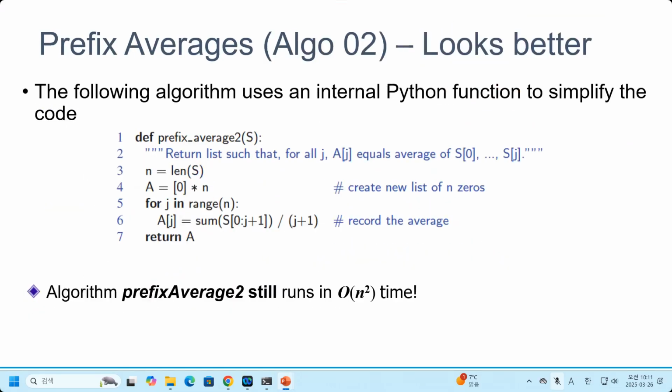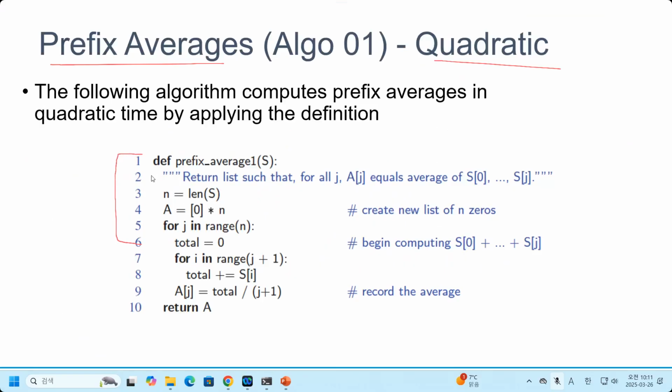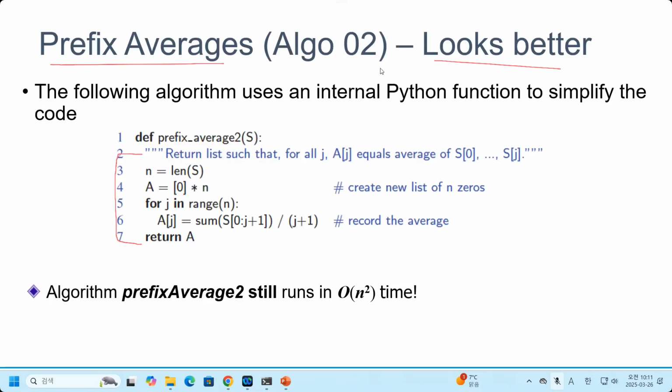What about algorithm 2? In algorithm 2, we try to solve the prefix average. It looks better, maybe because it looks simpler or shorter. The previous example is like 10 rows, and algorithm 2 is 7 rows.